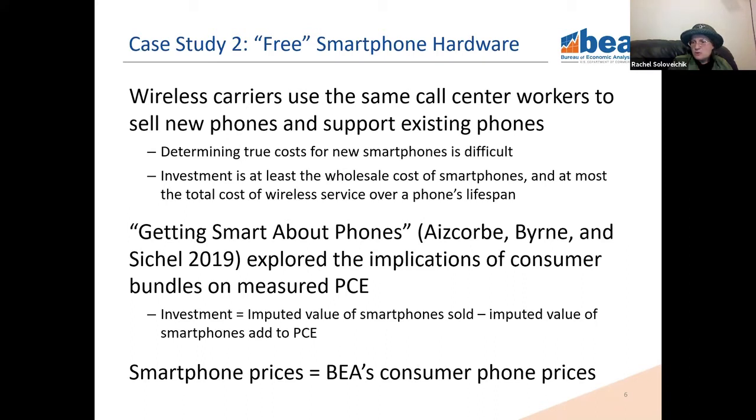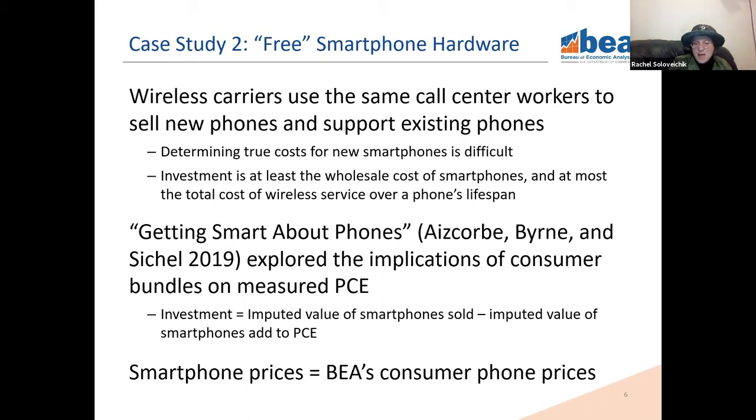And just remember the rules for capital. It's not just the wholesale cost of investment, it's also any retail margin cost. So we should count the capital investment for a smartphone as not just how much it would cost if you were buying it in bulk from a manufacturer, but also the cost of an individual functioning smartphone.